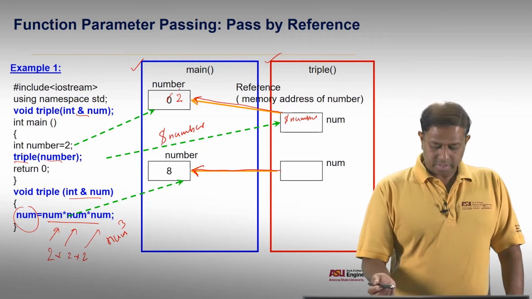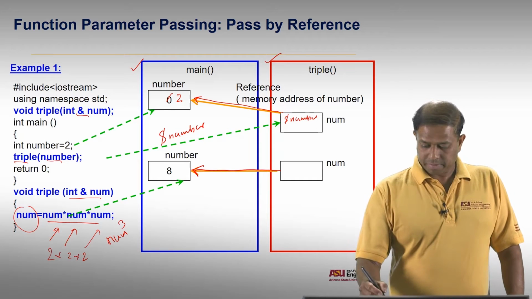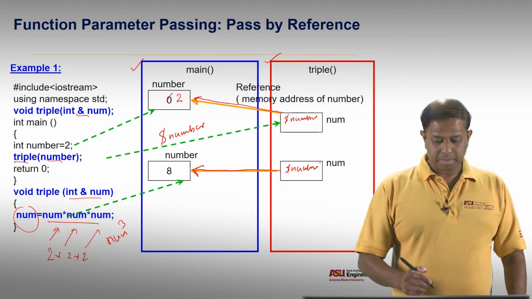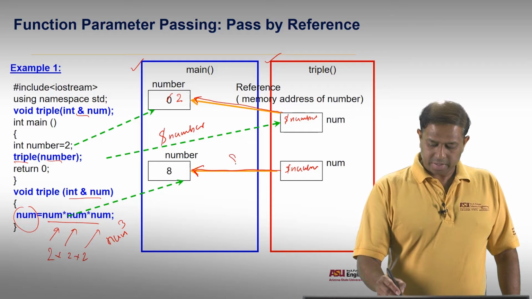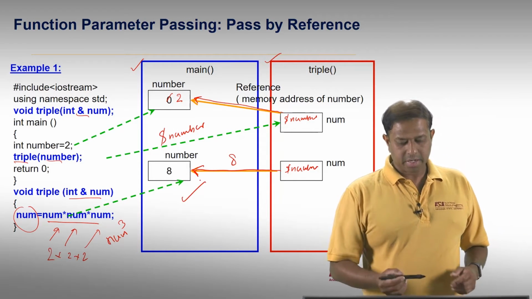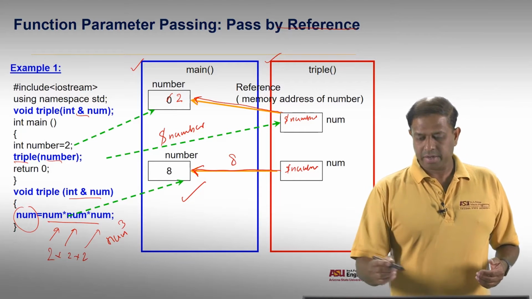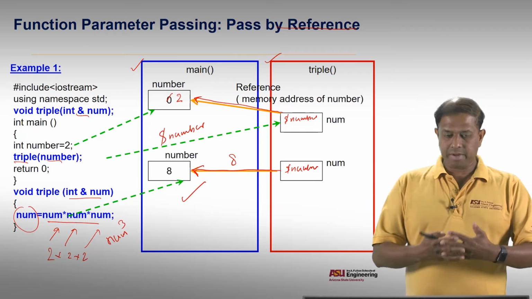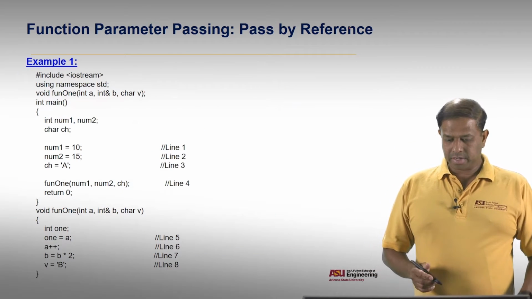Then in the function we are saying num equals num times num times num. Since num is pointing at the number variable, we are going to put the calculation back in the number variable. So the original data is changed, right? If you have the pass by reference technique, we can change the original data value in the caller. Okay. Right, so here is another example.